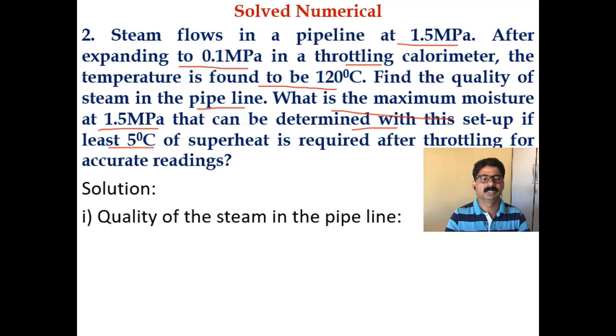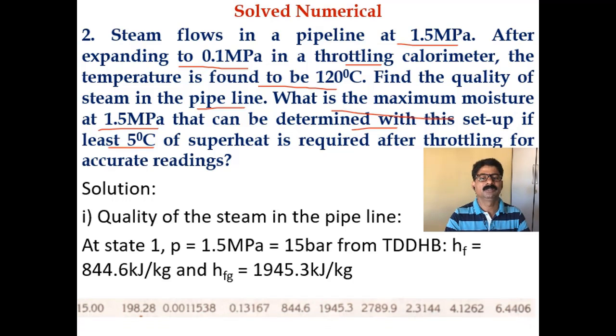Now let us find the quality of the steam in the pipeline, the first part. At state 1, 1.5 megapascal, that is 15 bar. From the thermodynamic data handbook you can note down hf and hfg. You can use the suffix 1 also, hf1 and hfg1, because it is state 1. This is the extract of the table I am using here. At 15 bar, hf is 844.6 and hfg is 1945.3 kilojoules per kg.